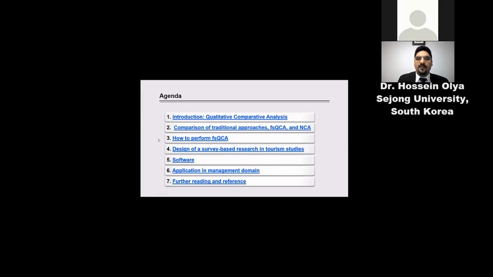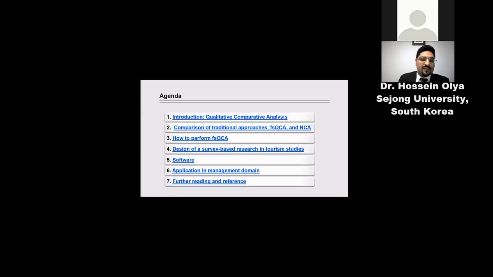The third item is that I will teach how to perform the 3 steps of fsQCA. Then I depicted pictures that show how to design survey-based research in a tourism study using the 3 methodological approaches that I explained: traditional approaches, fsQCA and NCA. It would be helpful for young researchers and postgraduate students to know how they can design their research when they measure with a survey, when the research is survey-based.